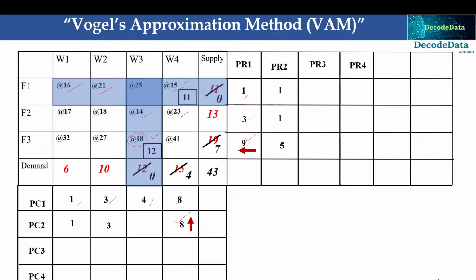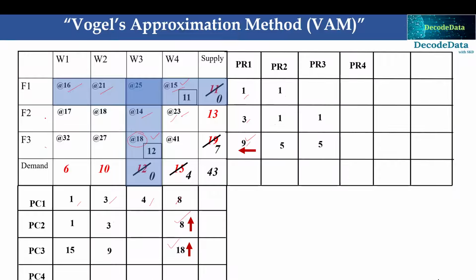Now we have to again go for the penalty calculation, right? In the third case, 17 and 32, because only 2 are there, so 15. 28 and 17, 9. 23 and 41, 18. 1 and 5, right? Again in this one, 18 is basically the highest, so we'll take this one. And out of this, 23 is the lowest one. So we'll go for allocation here in this particular cell, right?